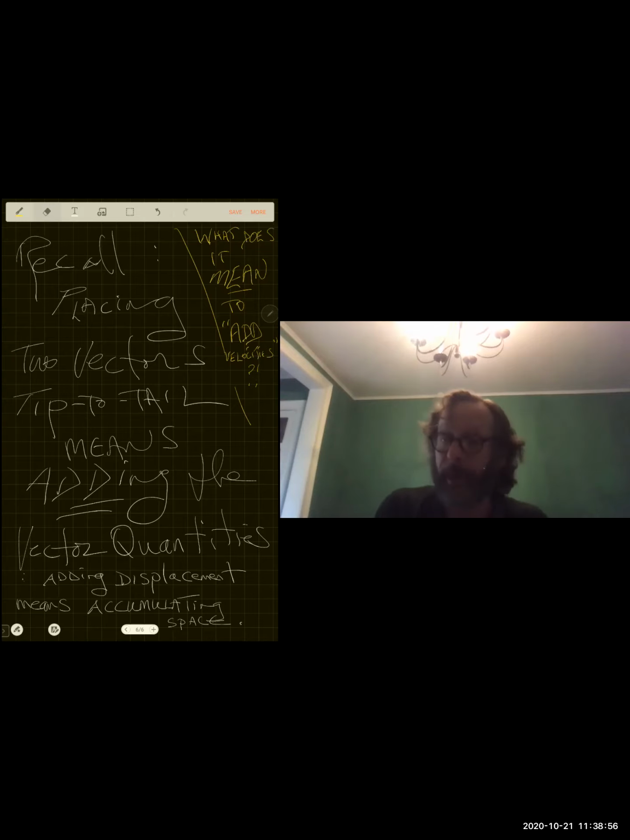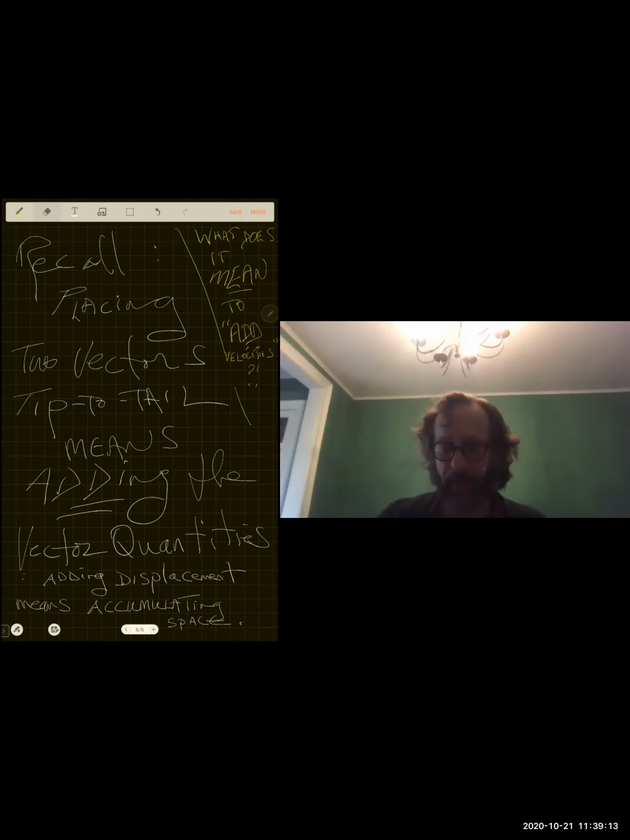When you add displacement vectors, you actually are picturing the addition of space in reality. Like, what does it mean to add displacement vectors? It means to accumulate space. Like I walked and then I walked more. So I walked a lot.